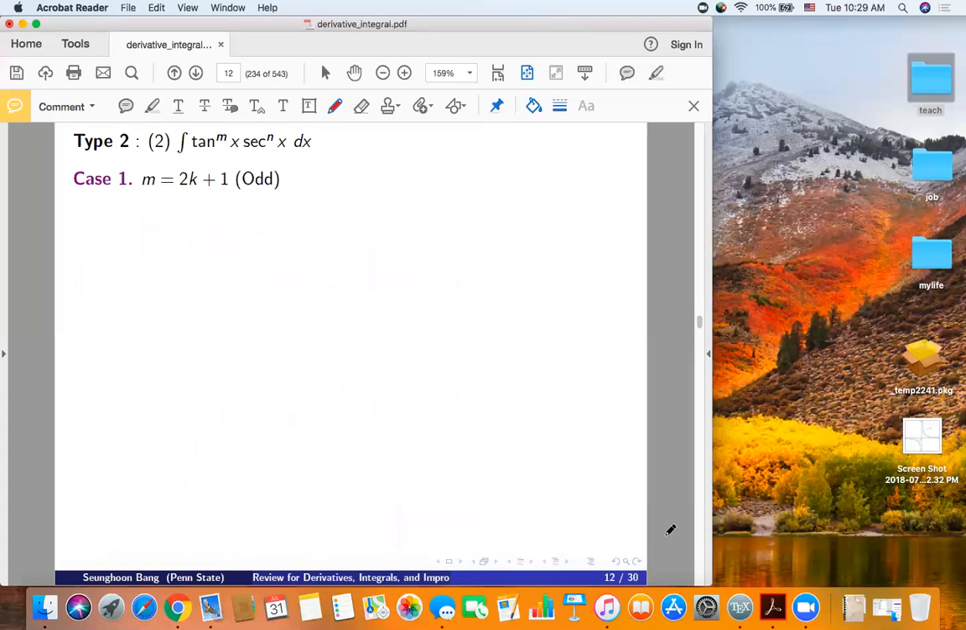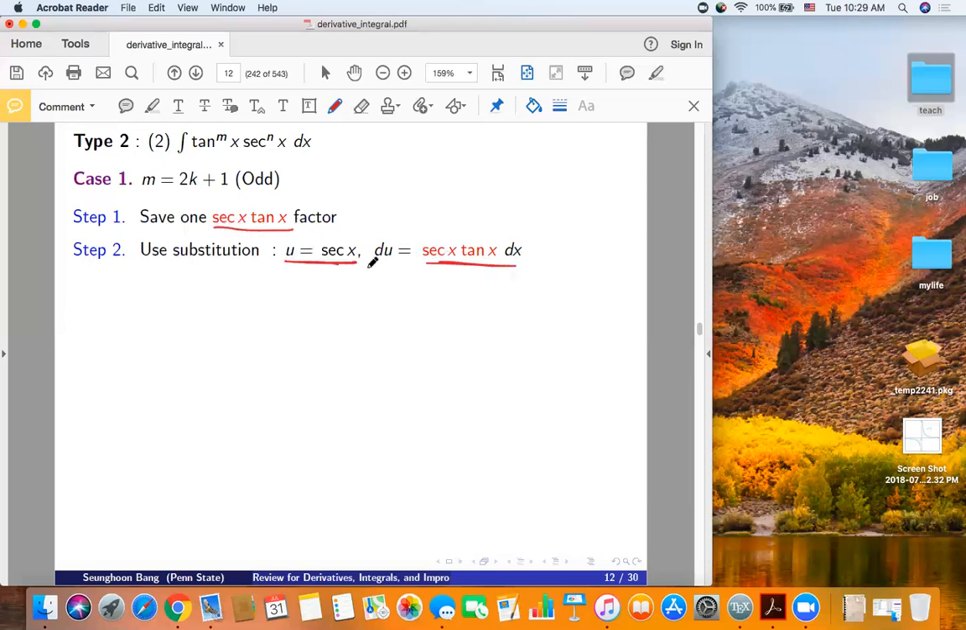First case, the power m of the tangent function is odd, power 2k plus 1. Step 1, save one secant x tangent x. You can use u substitution. U is secant, du is secant tangent. This is the reason why you save secant tangent: the du is secant tangent. In this case, u is secant. Step 3, you can change the tangent function to the secant function. Use the identity secant square of x minus 1. So this is u square minus 1.